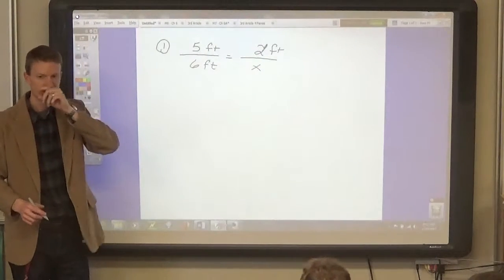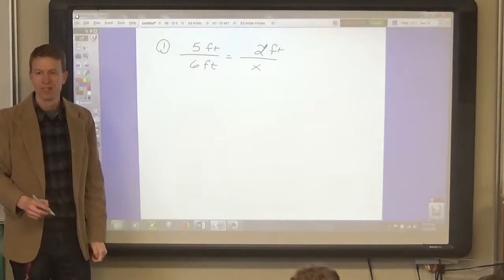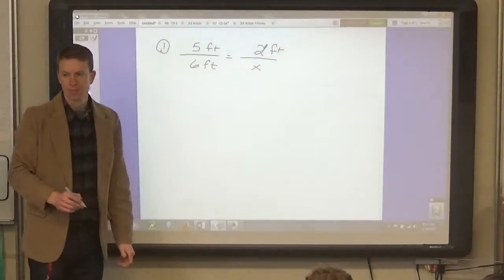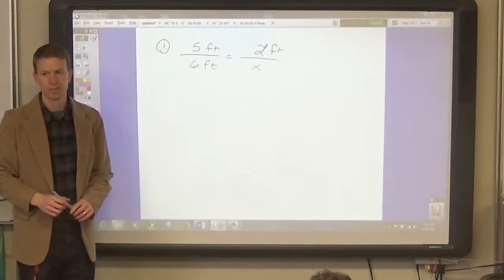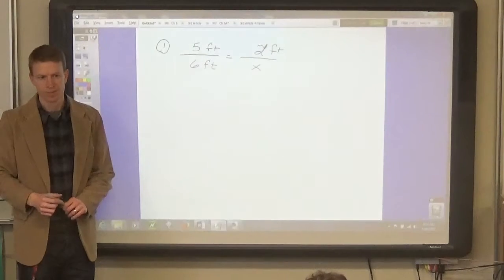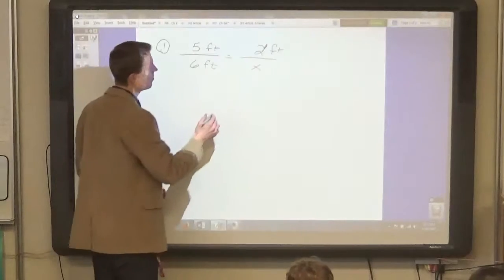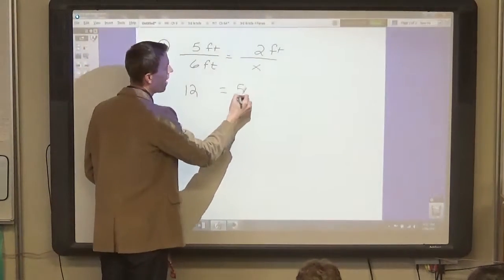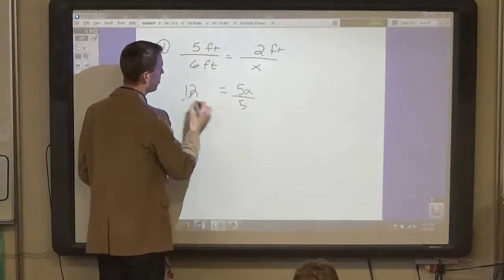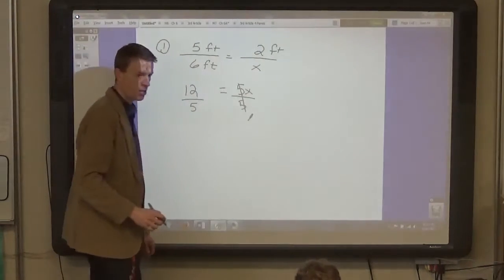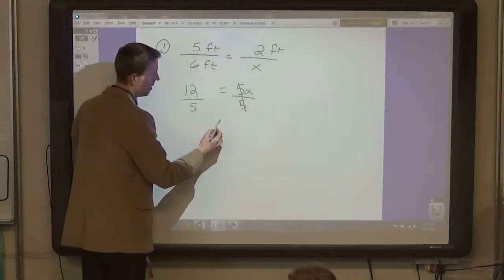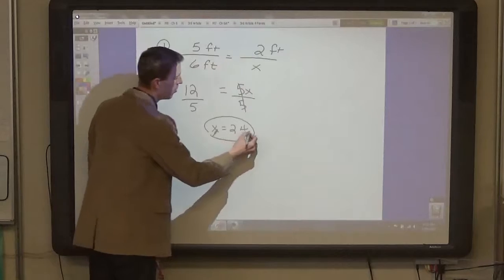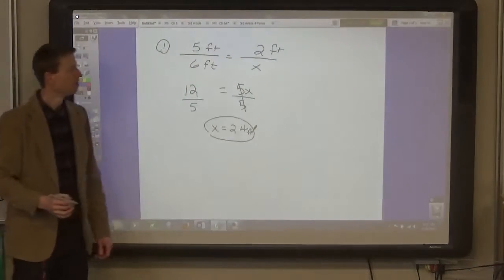Now solve the proportion. 12 divided by 5. x equals 2.4 feet. So set up the proportion. 12 equals 5x. Divide both sides by 5 to solve the equation. And x equals 2.4 feet. Yep, 2.4 feet. Good.